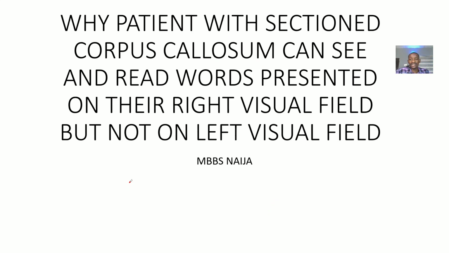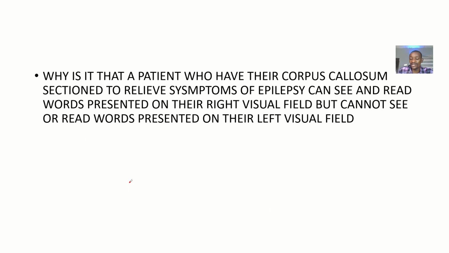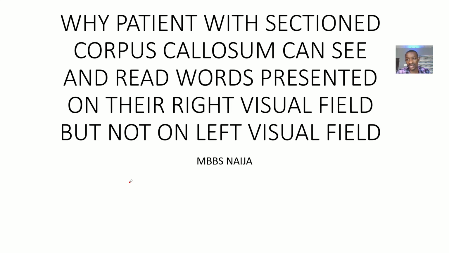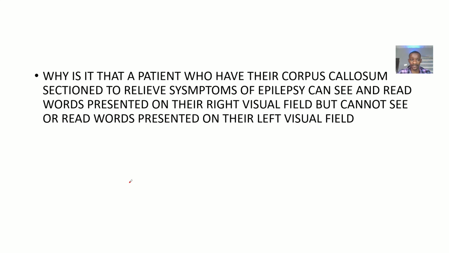So earlier on this channel, we actually spoke about split brain syndrome. And we said that one of the disadvantages of split brain syndrome is that if you place something in the right visual field, the patient will be able to identify it. But if you place this thing in the left visual field of the patient, they will not be able to identify it. Okay? So why is it that a patient who has their corpus callosum sectioned behaves this way?